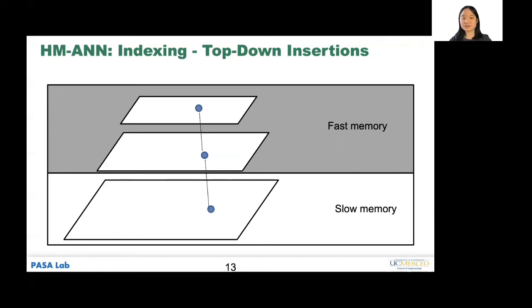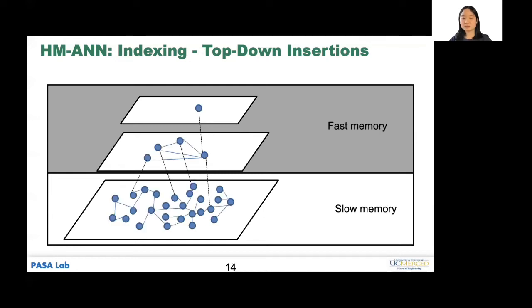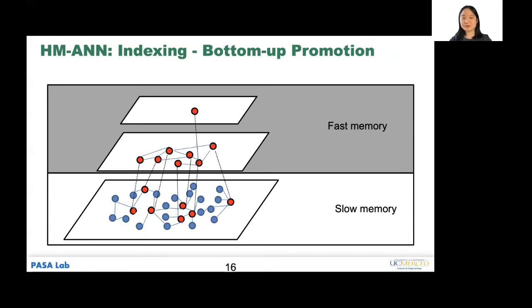HMAN inserts the element from the top layer to the bottom layer. After the top-down insertion, HMAN builds a theoretical graph G with L layers. Then HMAN deletes the upper layers of the graph and sorts the elements in the bottom layer based on their degree. HMAN promotes high-degree elements from the bottom layer to upper layers to build a high-quality search graph.